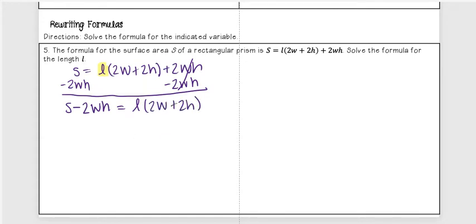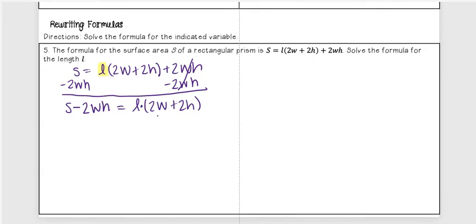Okay, it's really tempting to go ahead and distribute because that's what we've been doing this whole entire time up until now. But if I do that, I get L2W, or you say that's 2LW, and I can't combine those, so that doesn't help me. So I'm going to leave it at the end. But what this is really saying is L times 2W plus H.